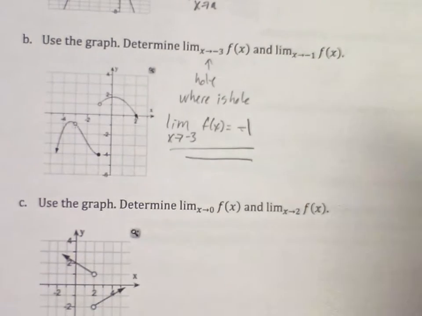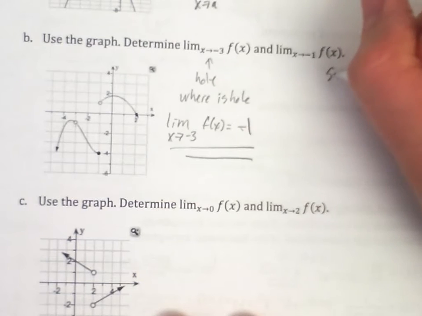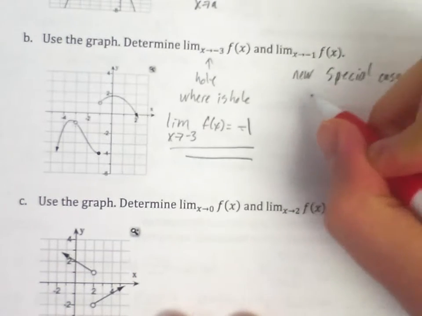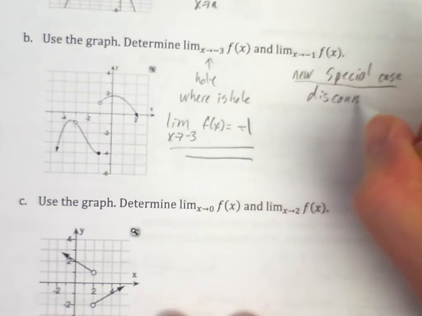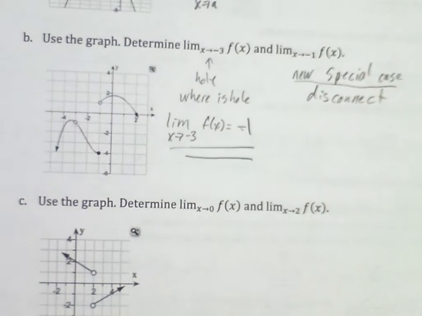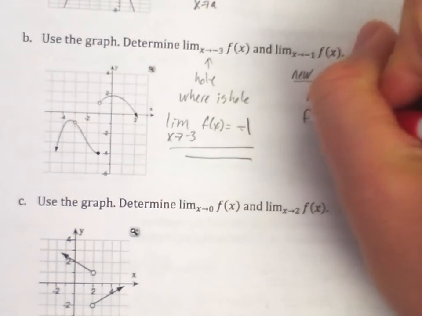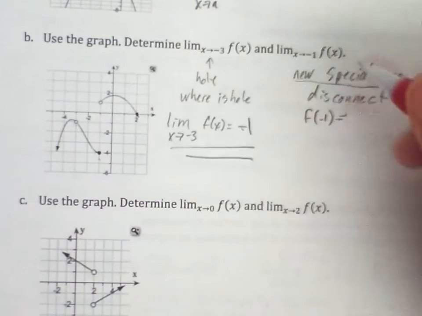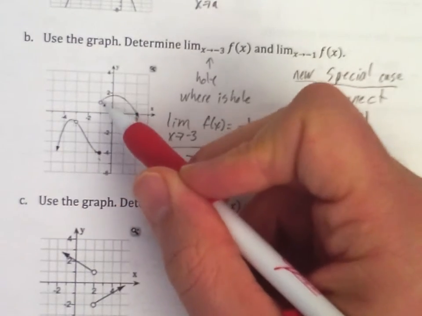At negative 1, we have a disconnect. So another special case. We have a function that's broken up. We actually have a value, f of negative 1. There is a point there. It would be negative 4. But when we see the other side, it's not there.